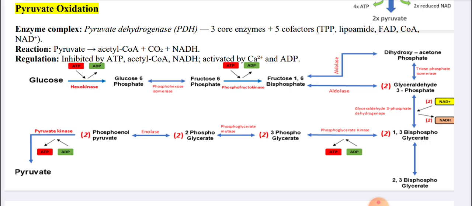TPP, which comes from vitamin B1, is essential for the first step, the actual decarboxylation, removing the CO2. It holds onto the 2-carbon acetyl group temporarily. Then lipoamide acts like this long, flexible arm. It swings over, picks up the acetyl group, forming acetyl-CoA. It's like an internal delivery system within the complex.